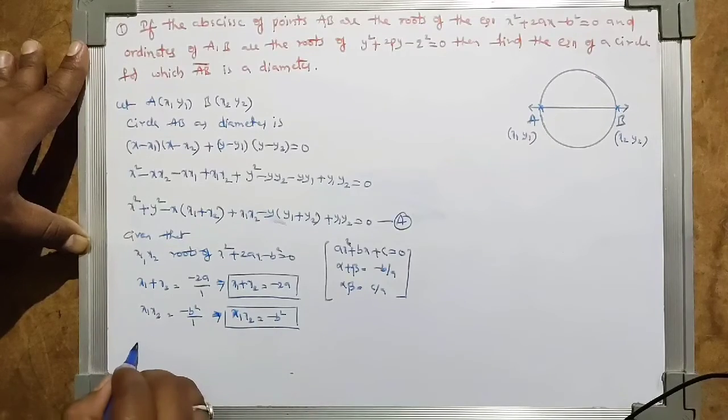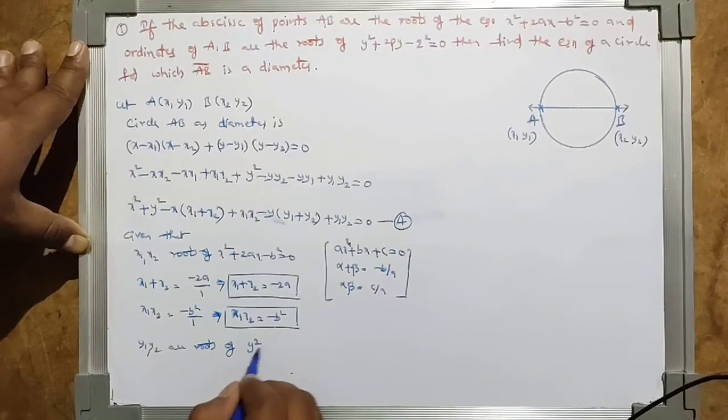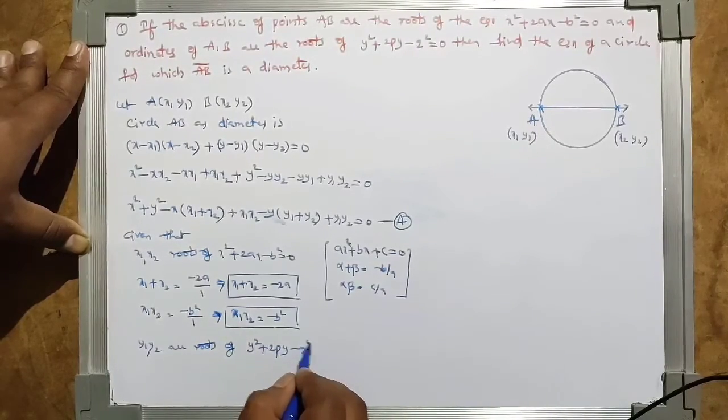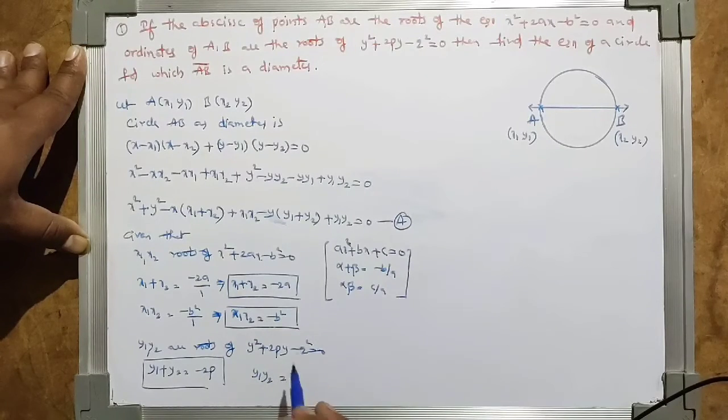In the same way, y1 and y2 are roots of the equation y square plus 2py minus q square is equal to 0. Then y1 plus y2 is equal to minus b by a, that is minus 2p, as a is 1, need not write. Then y1 into y2, the product of roots, is c by a, that is minus q square. These are the values here.